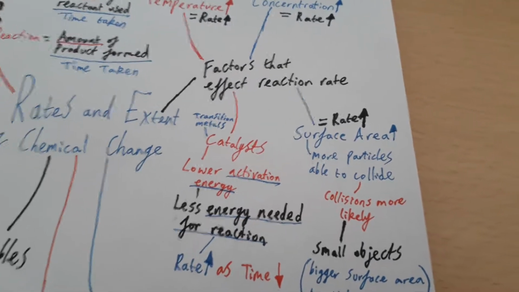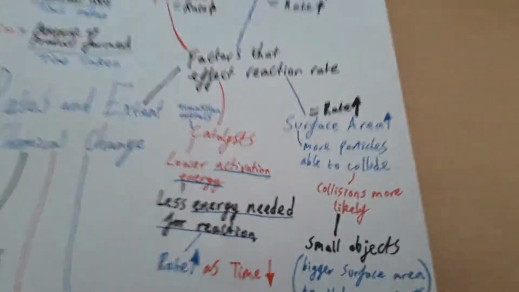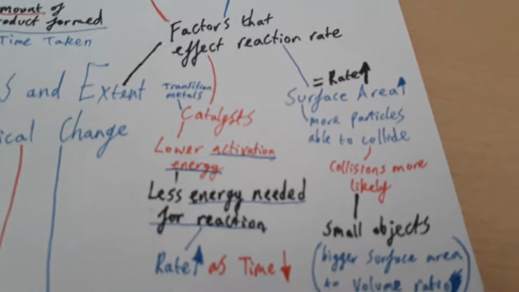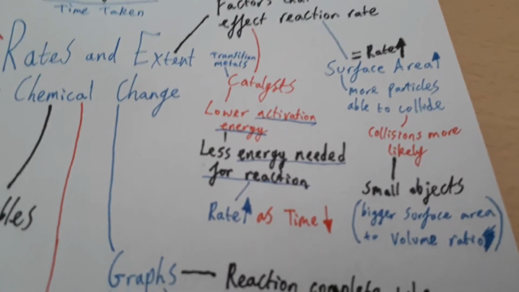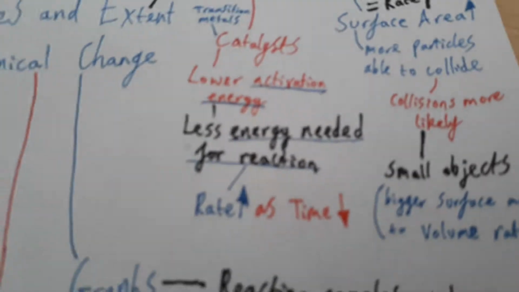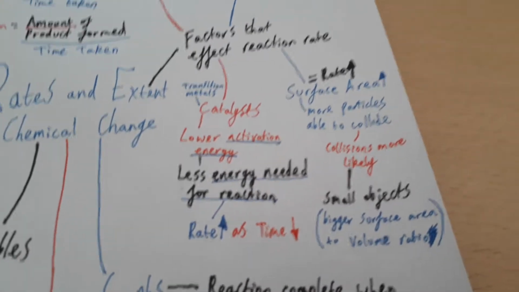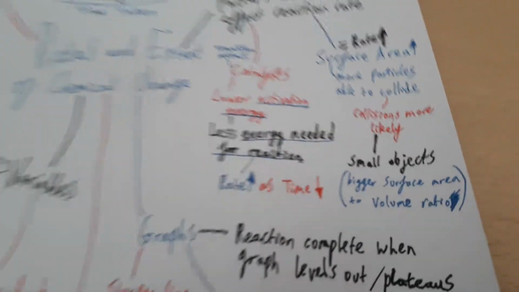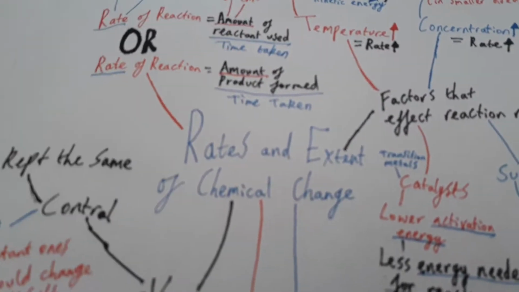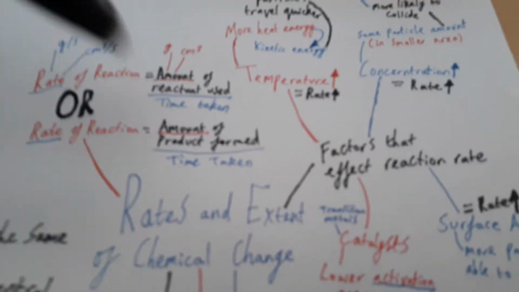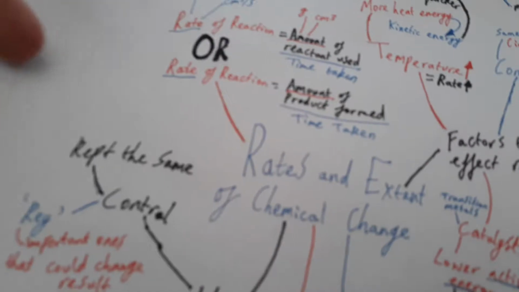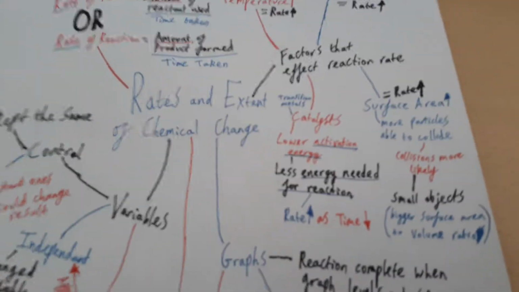Catalysts. Catalysts are, fun fact of the day, often made of transition metals. They lower activation energy, so less energy is needed for the reaction. Activation energy is the amount of energy needed for a reaction to take place. If we lower the amount of energy needed, then it will happen quicker because the time will go down. As we can see from this equation, if the time taken goes down and we divide something by something that's lower, we will get a higher result for the rate of reaction. So it all links to that equation, really.